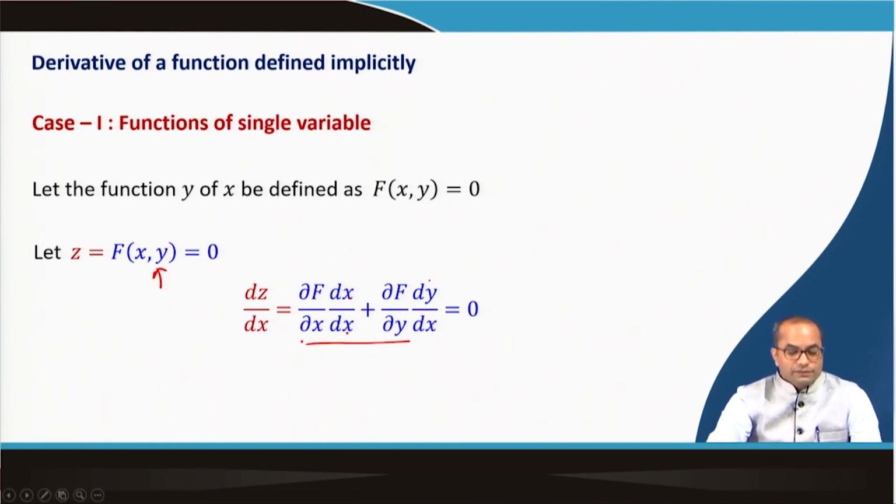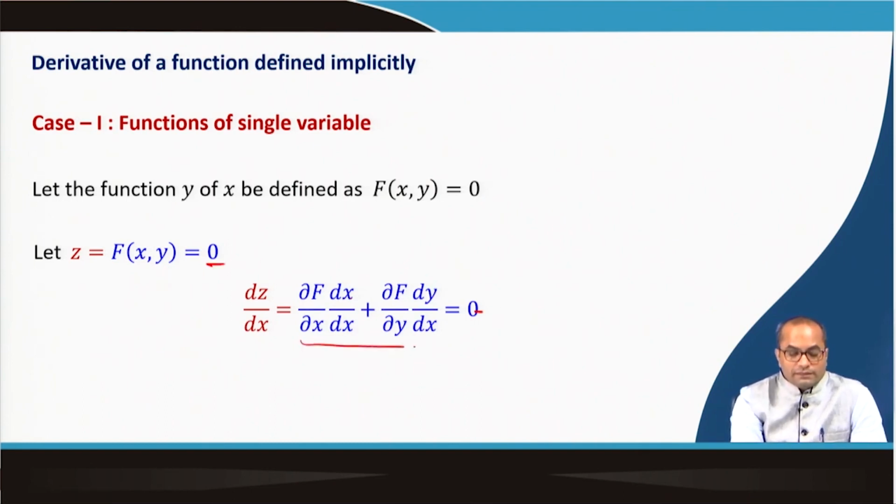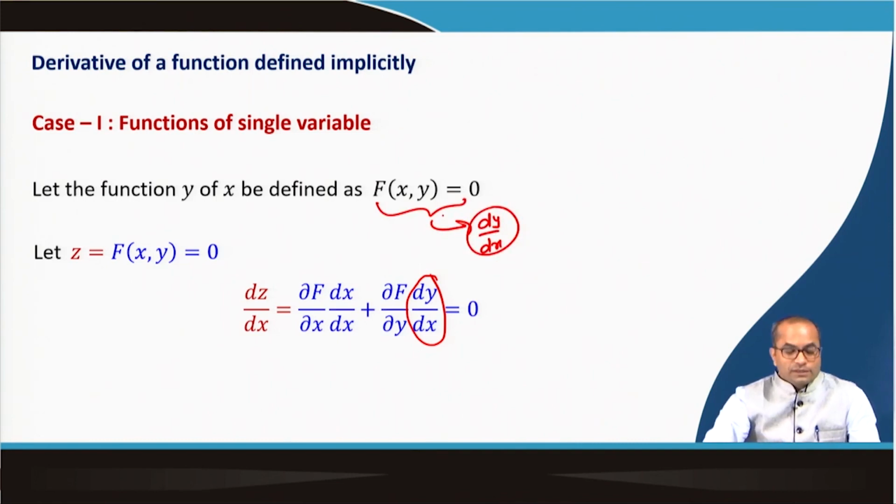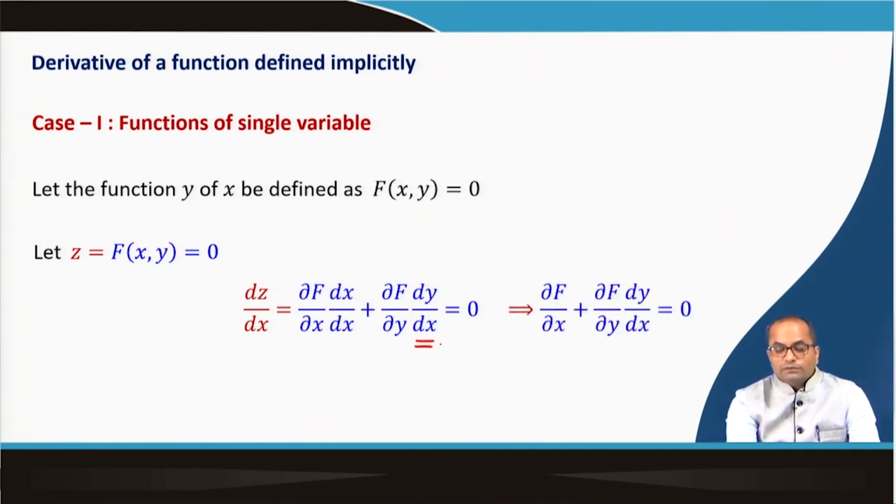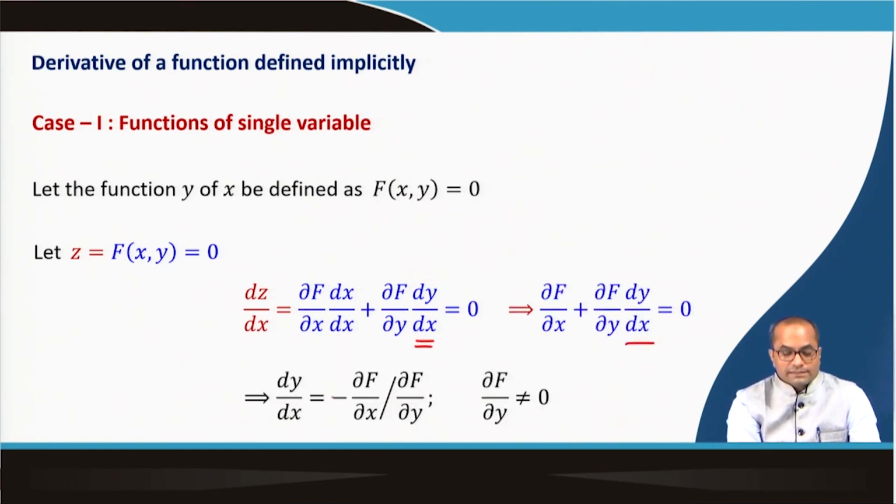So, with this rule, if we set it equal to 0, of course, we see that dx over dx is 1, and then we can get dy over dx, because we want to get dy over dx out of this. So, from here we can write dy over dx as minus del f over del x divided by del f over del y, and naturally this del f over del y is not equal to 0, then we can write this in the division form.